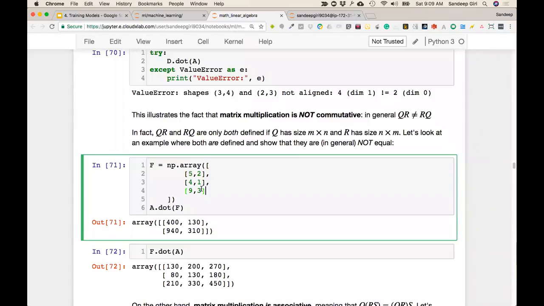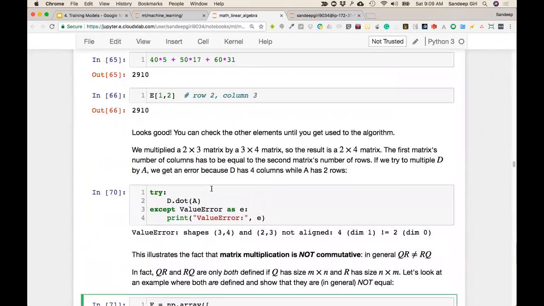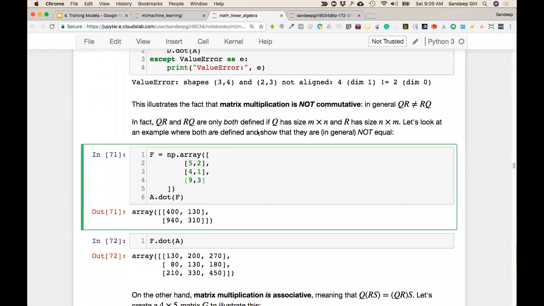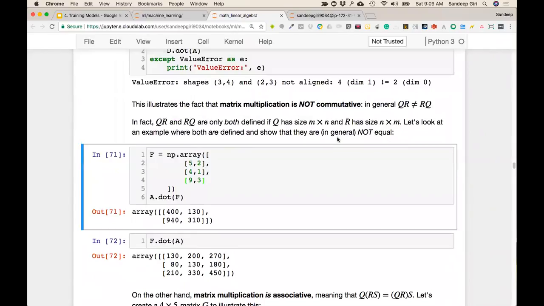So basically, we were able to do A dot D, but we were not able to do D dot A. Therefore, matrix multiplication is not commutative. In normal life, we can always do 2 into 3 and 3 into 2, right? Both are equal, but matrix multiplication is not commutative.